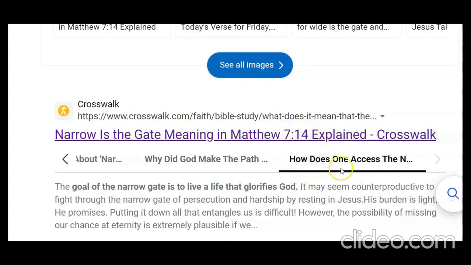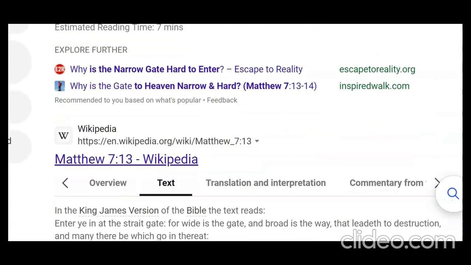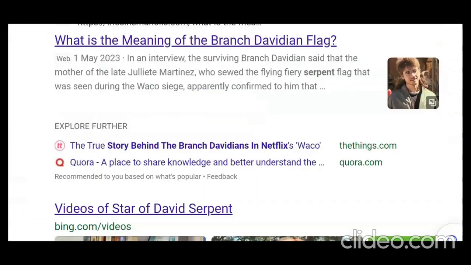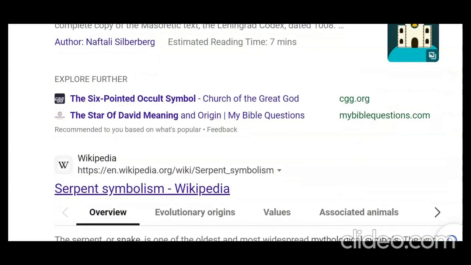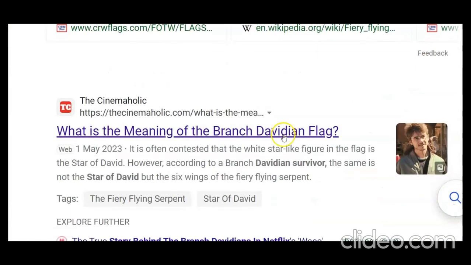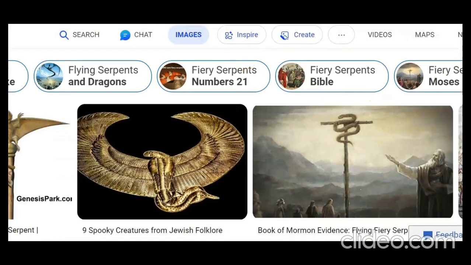777, you know, 777. Absolutely love 7, of course. You see here I put the Branch Davidian hex, and they had a flying fiery serpent flag. You know what all that was about, basically. It was a six-winged fiery flying serpent. And so you know what all that's about. Yeah, there's neat pictures of that one, right?